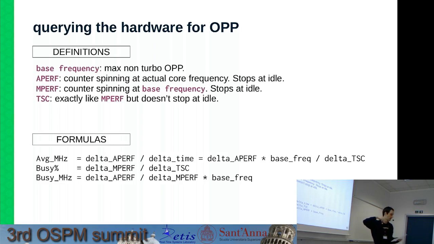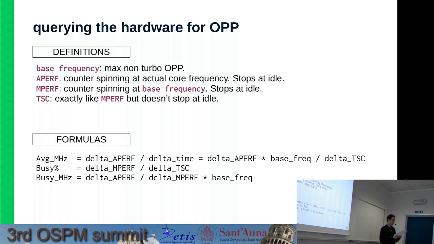So A-perf spins at a variable speed, M-perf spins at constant speed, and they both stop at idle. The speed of M-perf is the maximum non-turbo frequency. Note that when a core runs within the turbo range, A-perf increments faster than M-perf does. TSC, or timestamp counter, is exactly like M-perf, but does not stop at idle. With these ingredients, we can compute three useful metrics. One is average megahertz, which is the average frequency the core has been running at during some period of time. This value possibly includes idle periods when the core's frequency was 0.